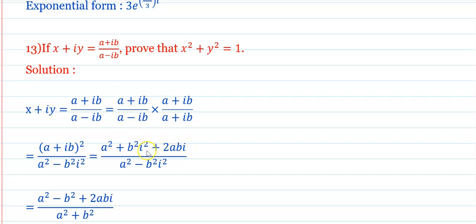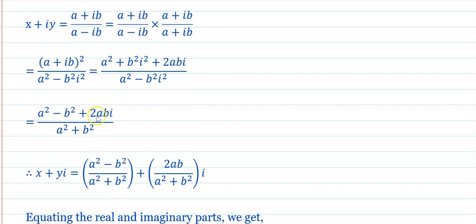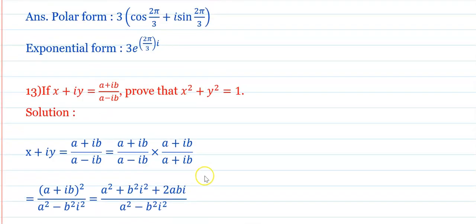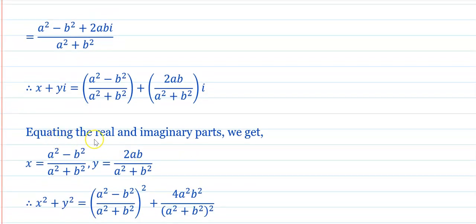The value of i square is minus 1, and hence you will get a square minus b square plus 2abi upon b square i square. I square is minus 1, minus 1 into minus b square will become plus, that is a square plus b square. And hence a square minus b square plus 2abi upon a square plus b square. Split this up, then what you will get? A square minus b square upon a square plus b square plus 2ab upon a square plus b square into i. Now next, equating the real and imaginary parts, x is equal to a square minus b square upon a square plus b square, y is equal to 2ab upon a square plus b square.